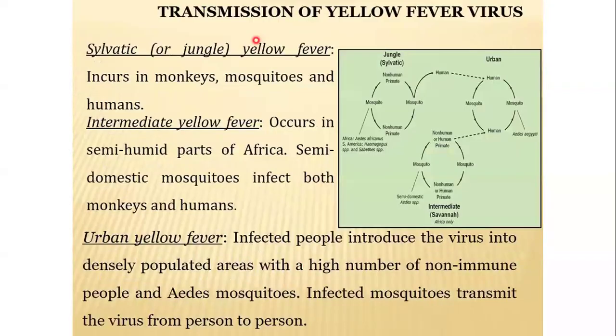Then we have transmission. We have sylvatic or jungle yellow fever, which occurs in monkeys, mosquitoes, and humans. Intermediate yellow fever occurs in semi-humid parts of Africa. Semi-domestic mosquitoes infect both monkeys and humans. Then urban yellow fever: infected people introduce the virus into densely populated areas with a high number of non-immune people, and Aedes mosquito. Infected mosquitoes transmit the virus from person to person. So this is not really important. The most important thing is you know that yellow fever is spread by Aedes mosquito. That's enough.